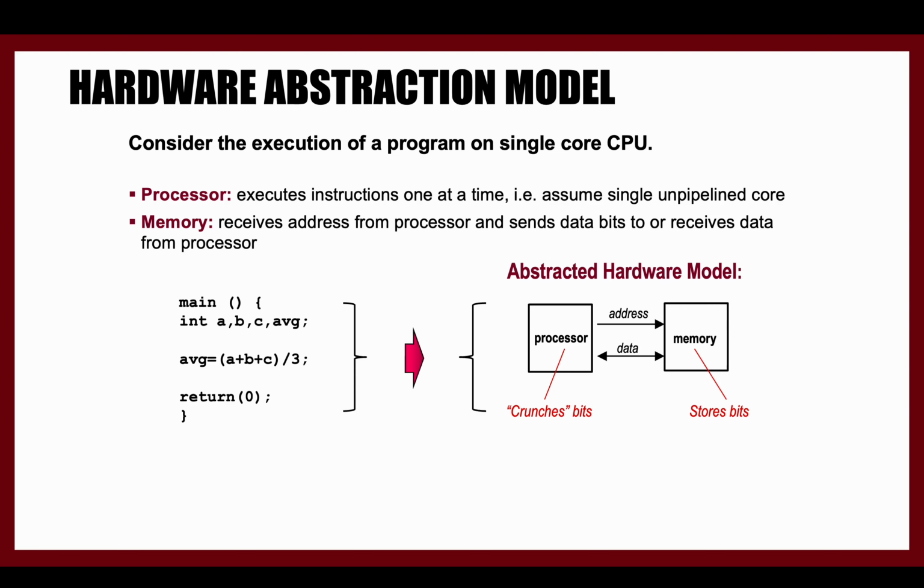Understanding this abstraction is foundational for computer architecture. While real world computer systems are much more complex, this model provides a simplified view to grasp the basic interaction between a processor and memory. It's like a starting point from which more complex topics like pipelining, caching, and multi-core processing can be introduced.